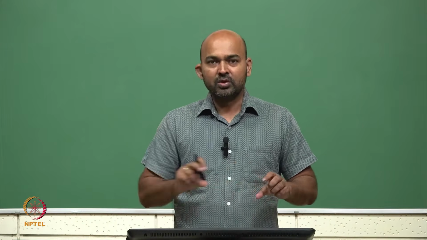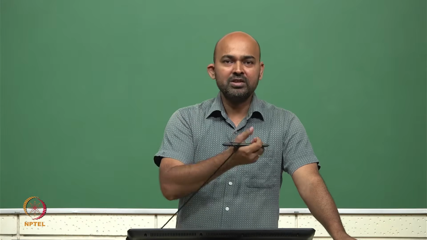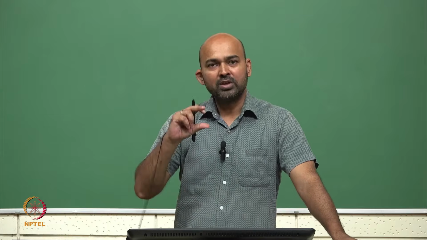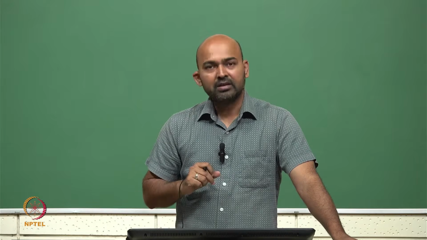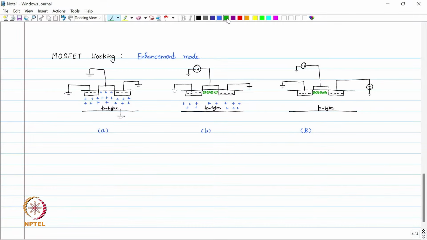So the channel which was earlier horizontal or rectangular will no longer remain a rectangular channel, but it will become a triangular one, because towards the drain end there is a high electric field which is pulling away all the electrons from the channel. So the thickness of the channel towards the drain is smaller compared to the thickness at the source. So we will have the channel something like this, the triangular one in the C case.